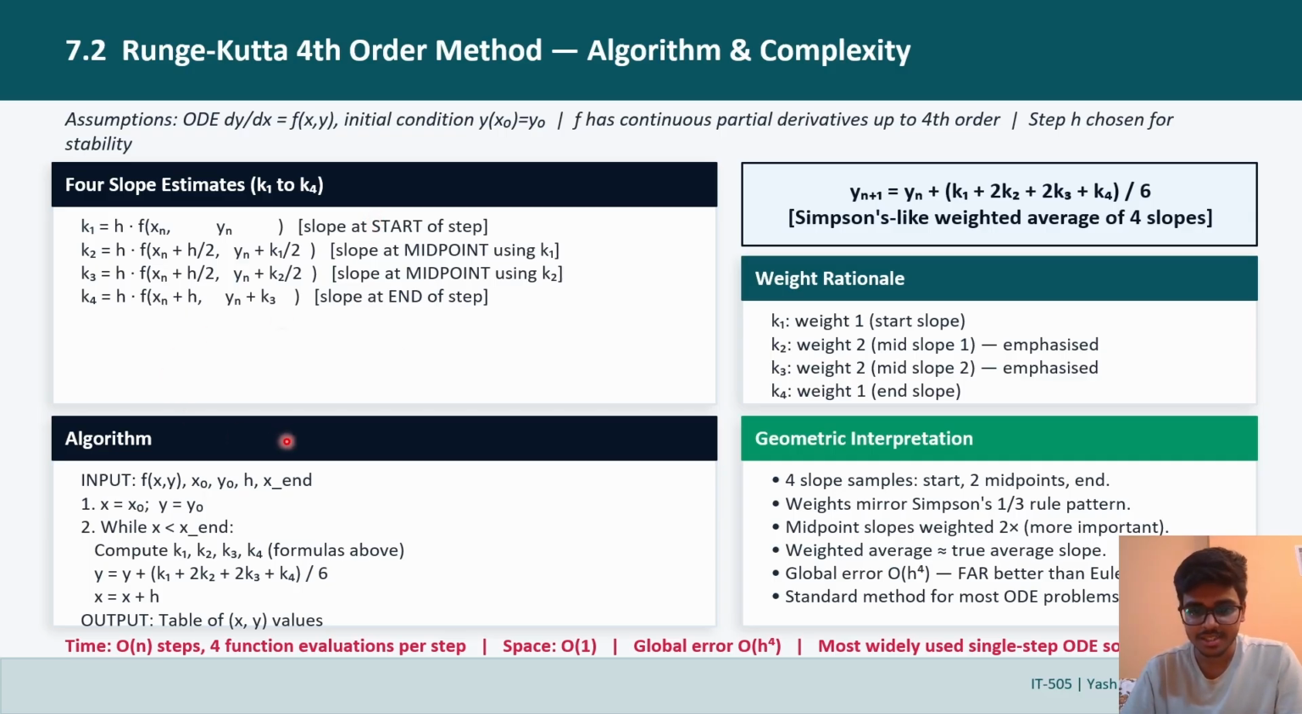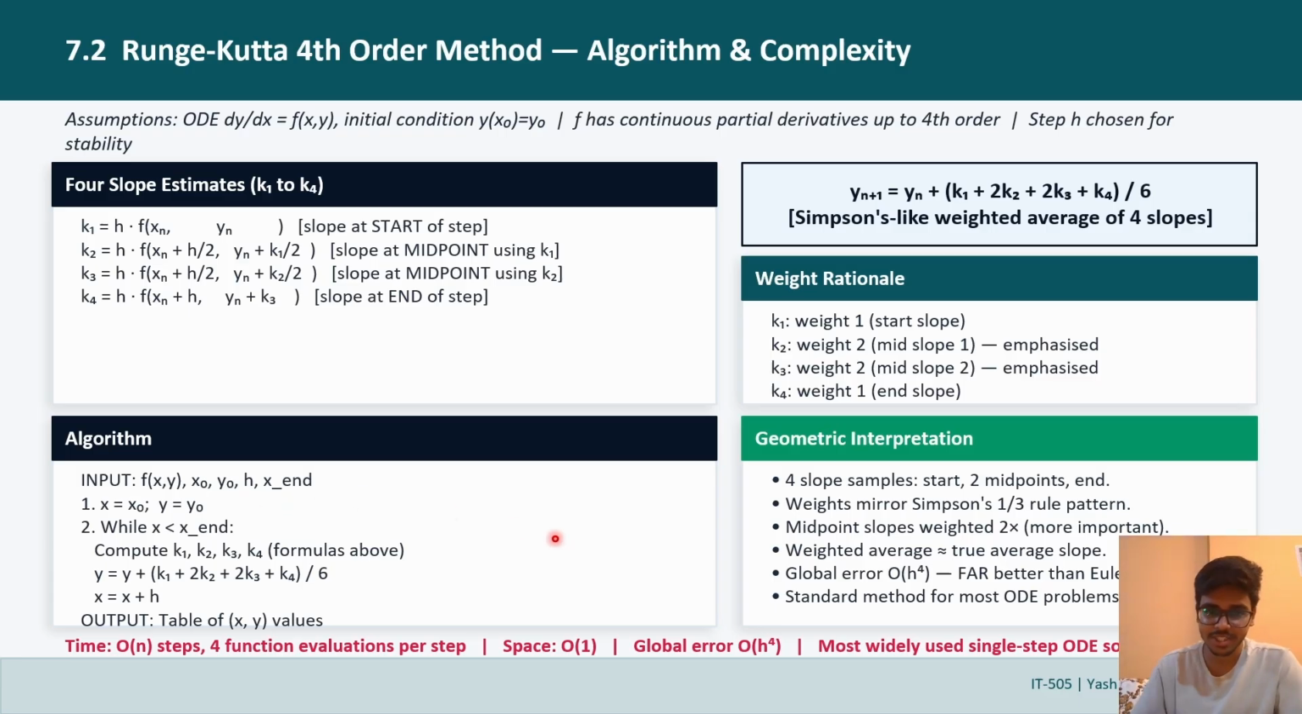Algorithm: set x to x naught, y to y naught, while x is less than xn. Compute k1, k2, k3, k4 using the formula above. Update y equals y plus k1 plus 2k2 plus 2k3 plus k4 divided by 6. Update x equals x plus h and repeat.